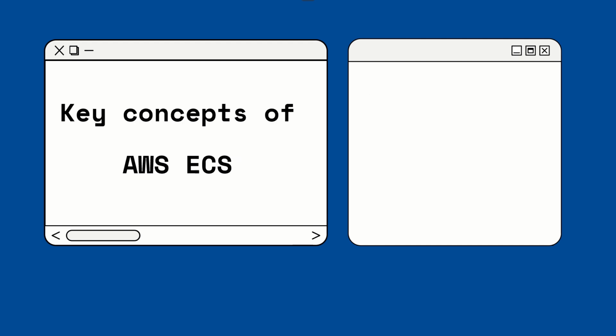Now let's talk about some key concepts of Amazon ECS. First up, we have capacity. This is where your containers run. You can run your containers on Amazon EC2 instances in the AWS Cloud, or you can choose serverless with AWS Fargate, or even use your own on-premise servers or virtual machines with Amazon ECS Anywhere.